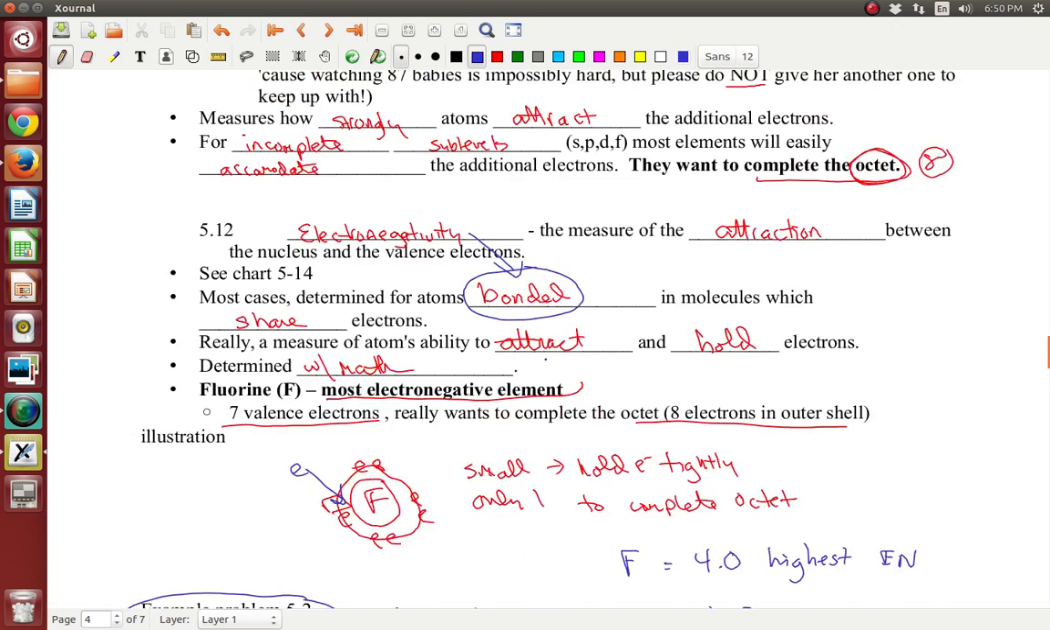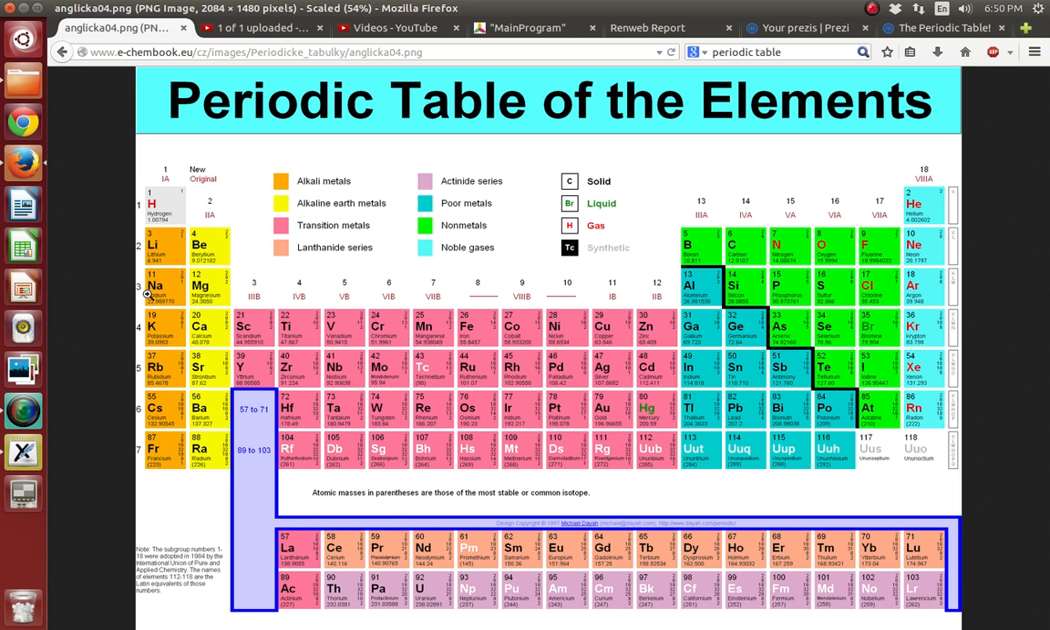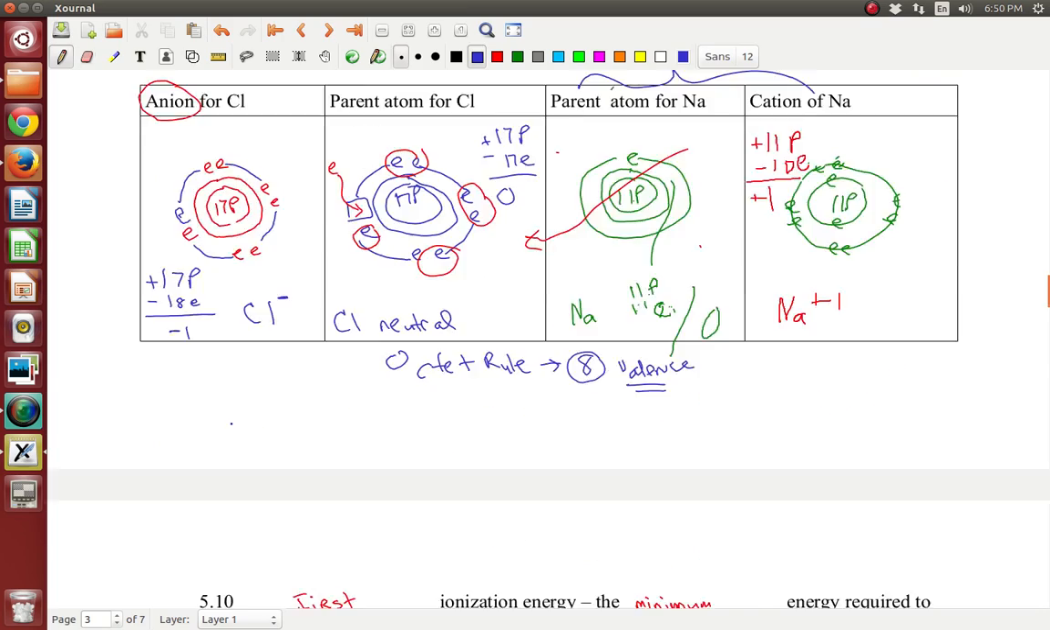And we saw earlier that sodium, way up here, really wanted to get rid of its electron, so it had a very low electronegativity. And if you look on the chart, sodium is way over here, far away from fluorine, a very low electronegativity.